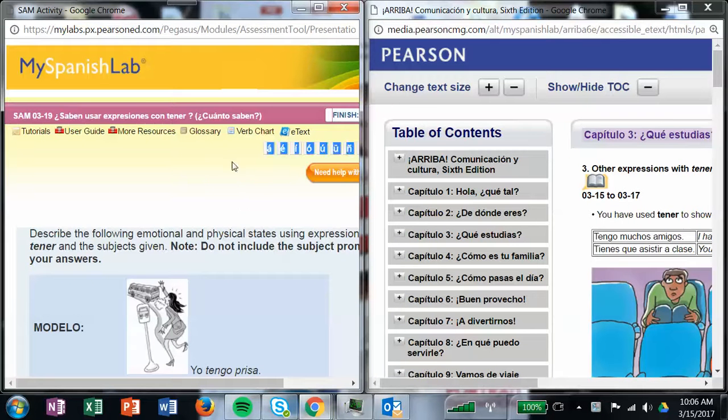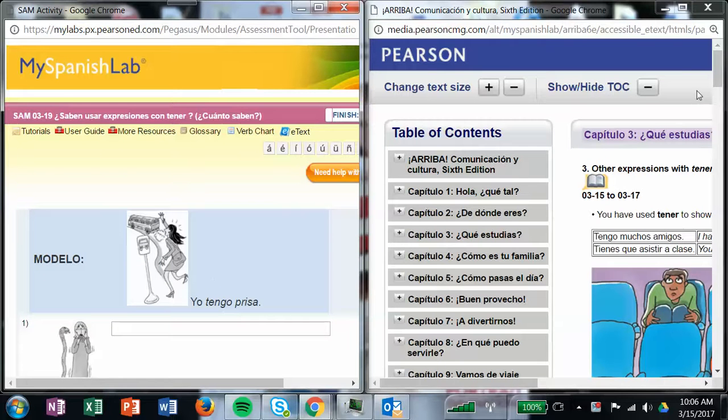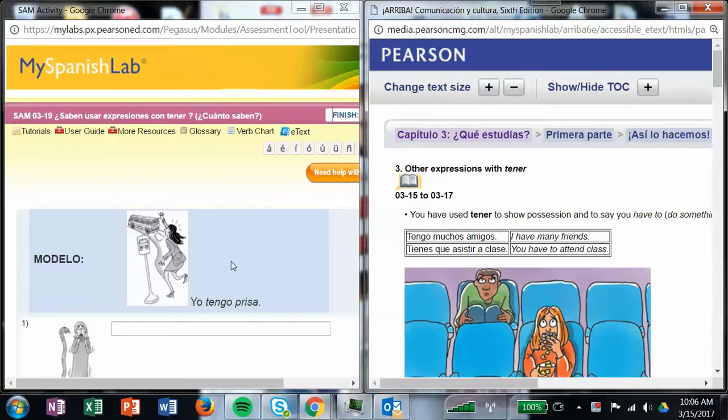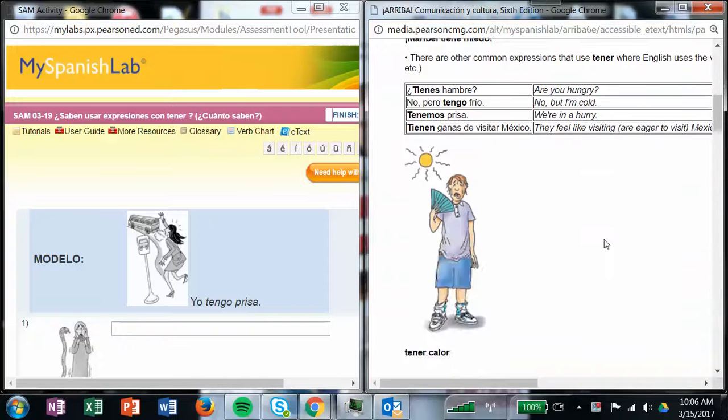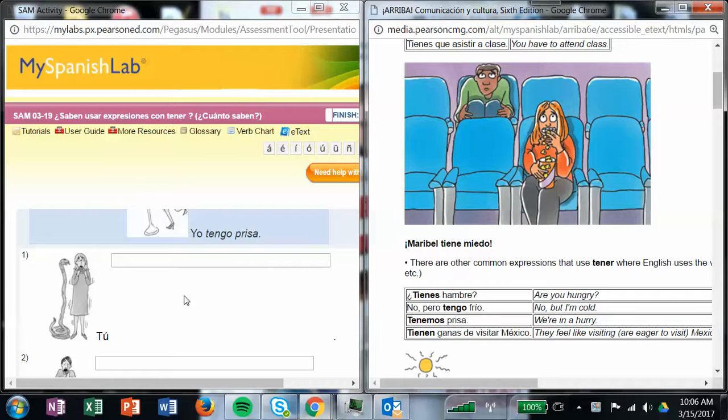Okay, and this is the second time I'm doing this video because I couldn't get it to upload. But what you need to do in this particular activity is look at the expressions that are on page 87, and then you can also flip back to 67 to know how to spell tener.